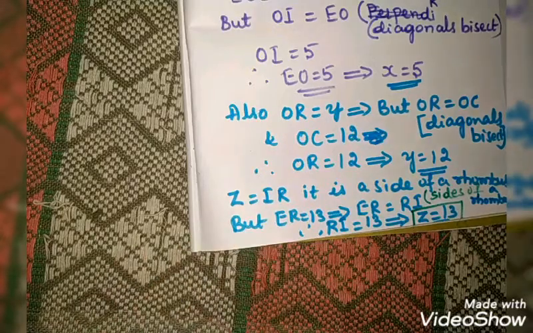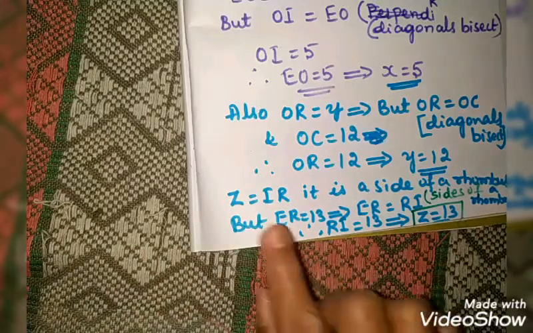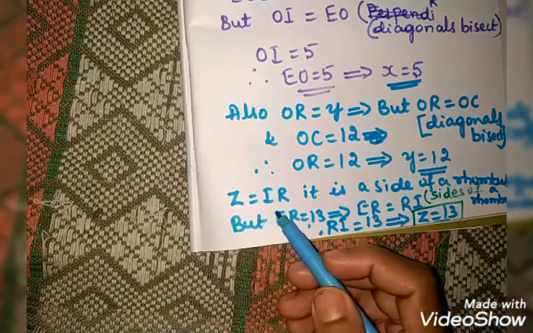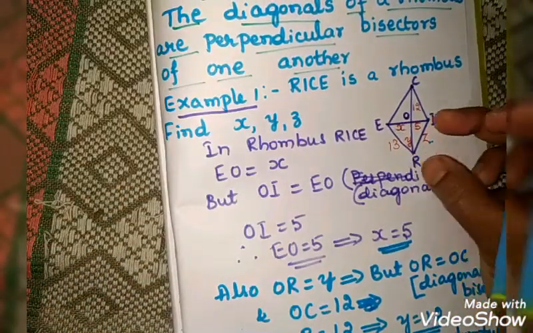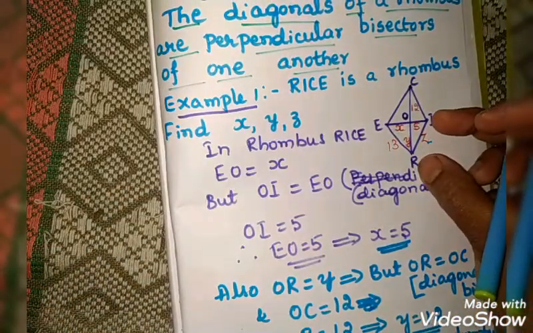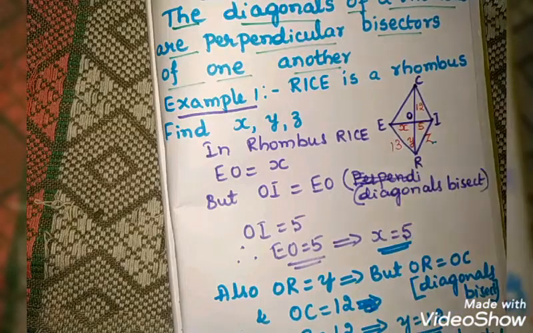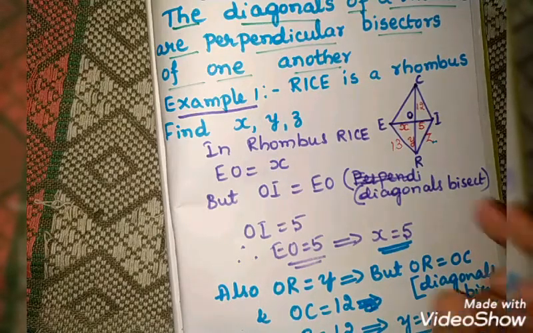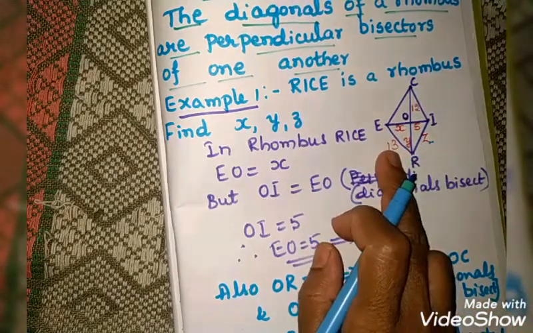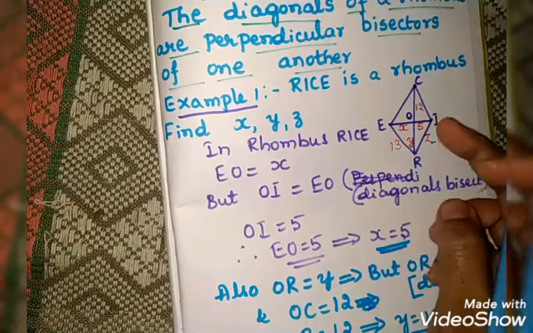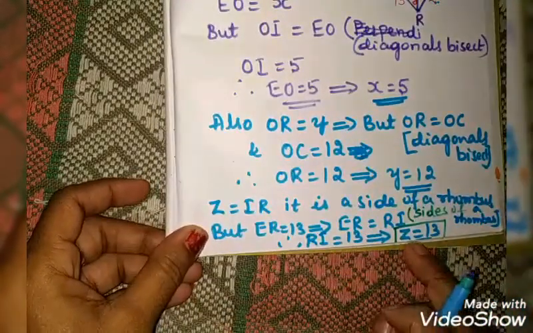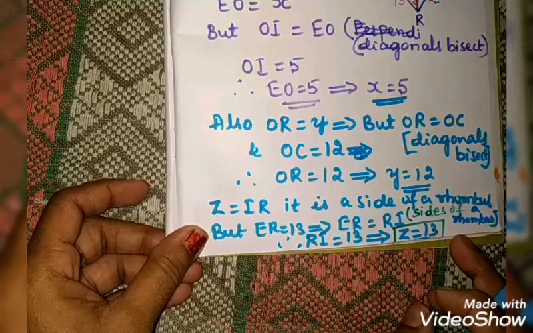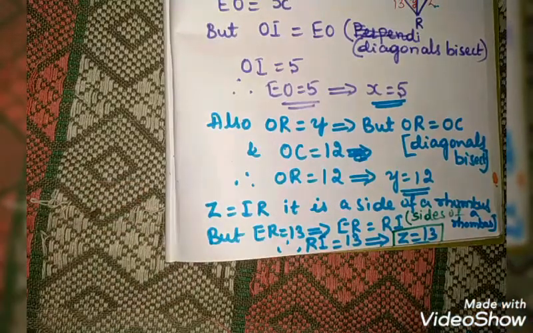Sides of a rhombus. That is the reason for that. So, Z is equal to IR. Correct. IR is a side of a rhombus. But all the sides are equal. Sides of a rhombus are equal. Therefore, ER is equal to 13. One of the sides is given. So, we can write that RI is also equal to 13. That is, Z is equal to 13. Hope you understood this sum.